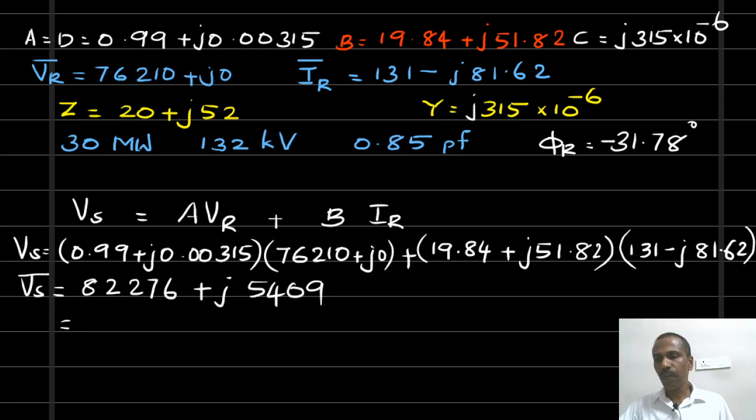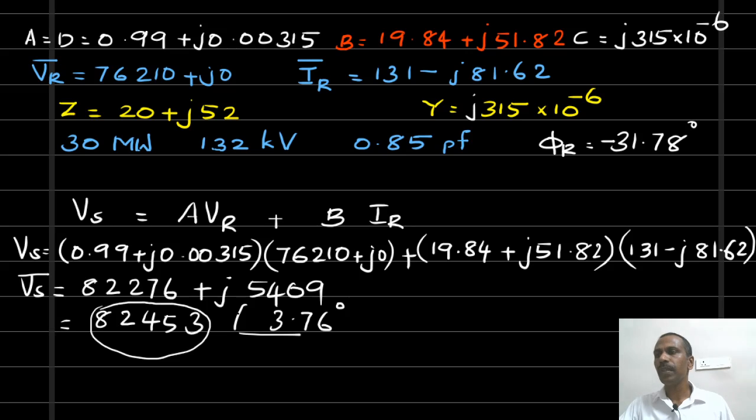In the polar form, we can find out the sending end voltage. It is 82453 angle 3.76 degrees. So this is the magnitude of sending end voltage. Similarly, if we want, we can find out the sending end current. From that, we can easily find out the sending end power factor.